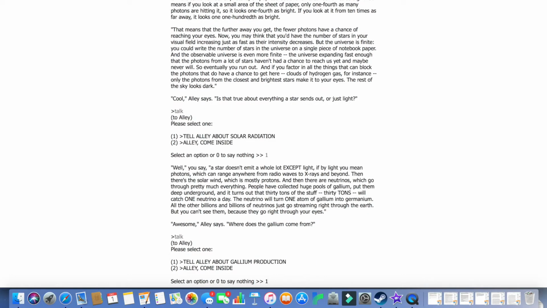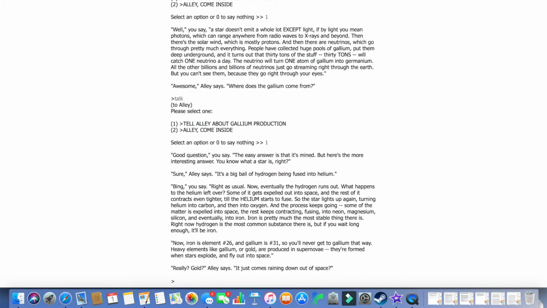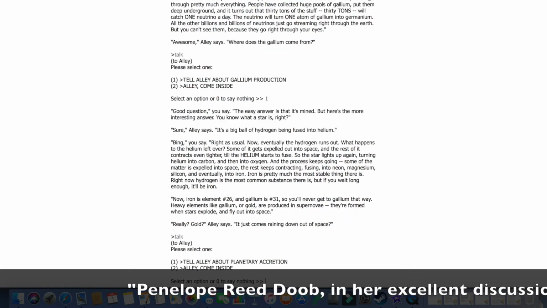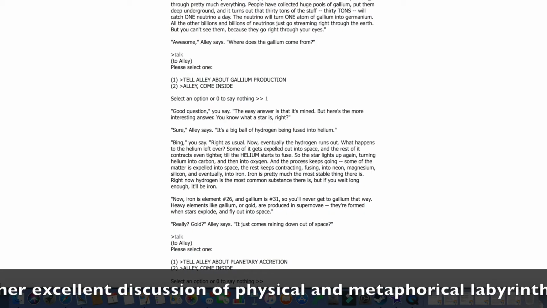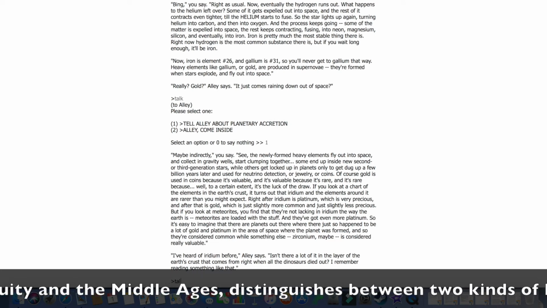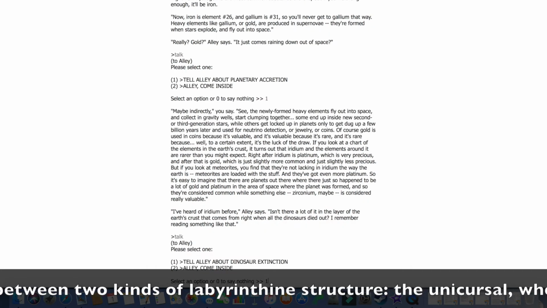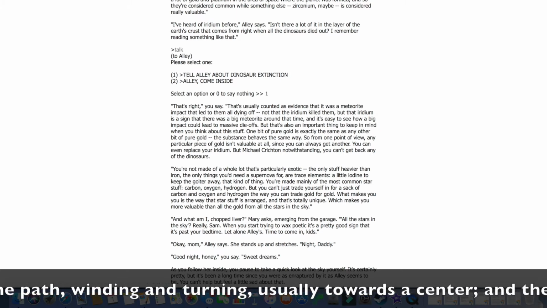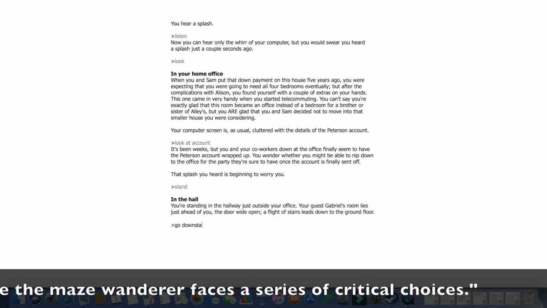Aarseth provides a cohesive explanation of the differences between unicursal and multicursal in the following. Penelope Reed Doob, in her excellent discussion of physical and metaphorical labyrinths of classical antiquity and the Middle Ages, distinguishes between two kinds of labyrinthine structure: the unicursal, where there is only one path winding and turning, usually towards the center, and the multicursal, where the maze wanderer faces a series of critical choices.